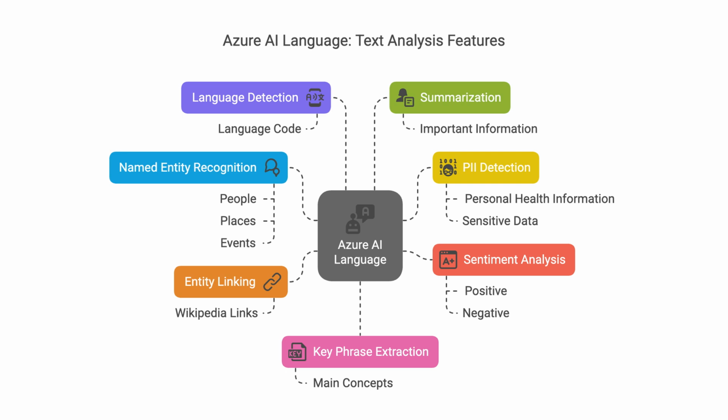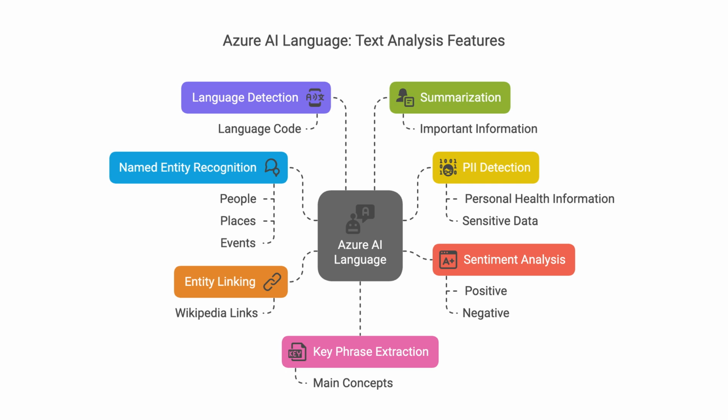subsequent processing. We then move to identifying specific details with named entity recognition, which pinpoints mentions of people, places, events, and other predefined categories. Entity linking complements this by connecting these entities to entries in a knowledge base like Wikipedia, adding valuable context. For understanding the core subject matter, key phrase extraction pulls out the main talking points or concepts. Further enhancing comprehension, summarization condenses large documents into shorter versions containing the most important information.